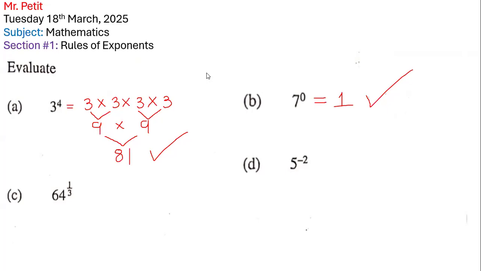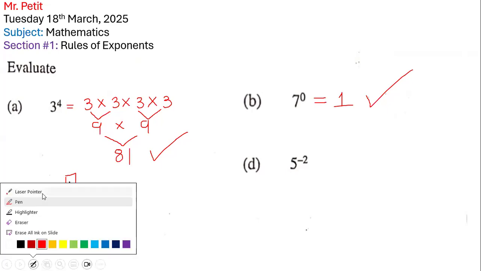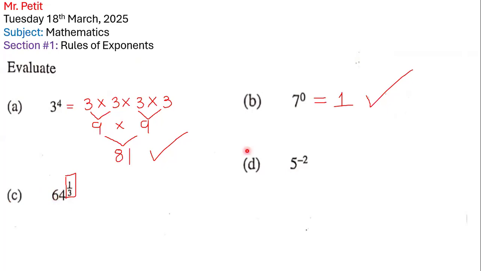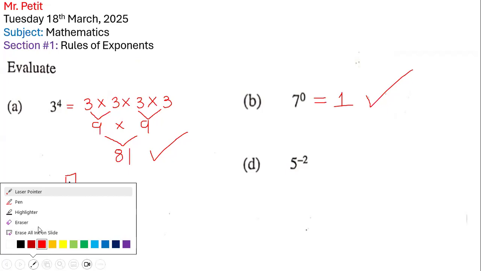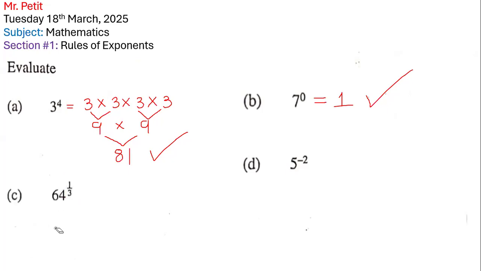Yeah, she's right. Very good, Chanel. Excellent. I'm proud of you. The cube root. So 64 to the power of 1 over 3 is actually the cube root. That's just another way of writing the cube root.